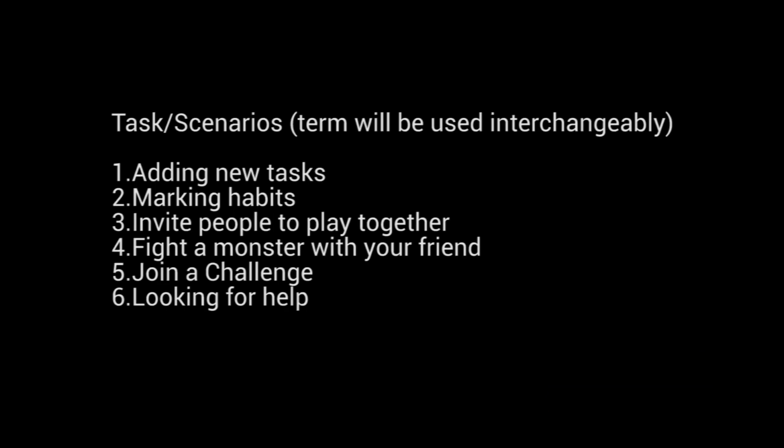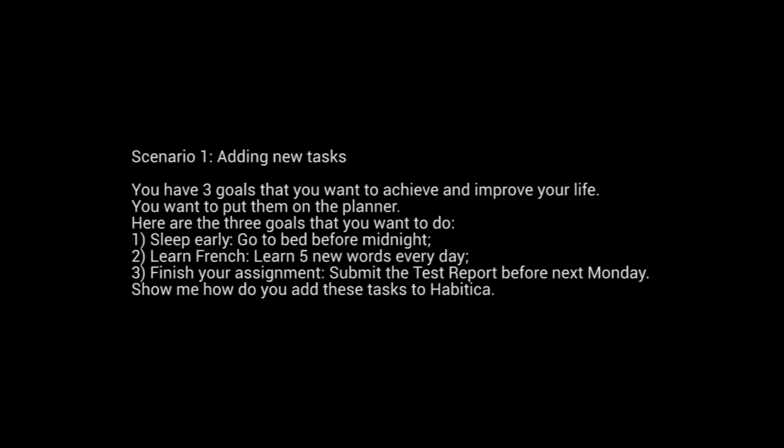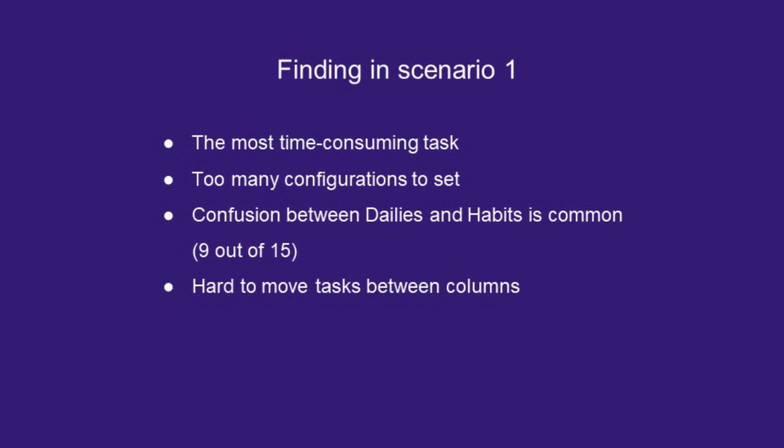Here is the list of the scenarios. The first scenario was to add 3 different kinds of tasks to habits, dailies, and to-dos. It was designed to see if the participant can correctly understand the difference between these 3. As we anticipated, about 3/3 of the participants put tasks into the correct category, but surprisingly, we found the participants took more time completing this task because of the overwhelming number of options they needed to adjust. Also, it was hard for the participants to move tasks when they made a mistake.